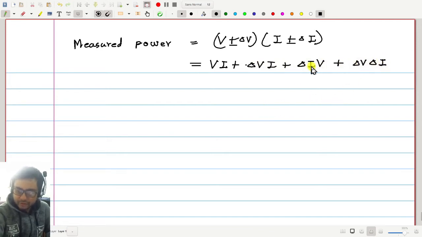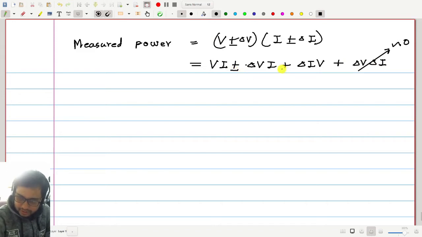Now, since delta V and delta I both are small quantities, this is a product of two small quantities, so we can ignore it in comparison to other larger quantities for simplicity. This is true only if both these errors are small. I should have plus minus, because the measured value can be more or less than the true value.